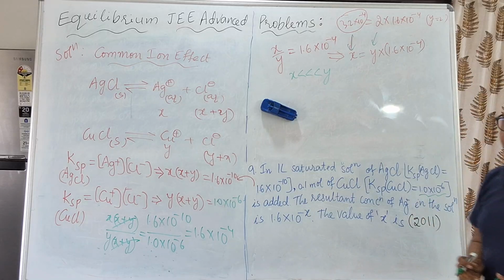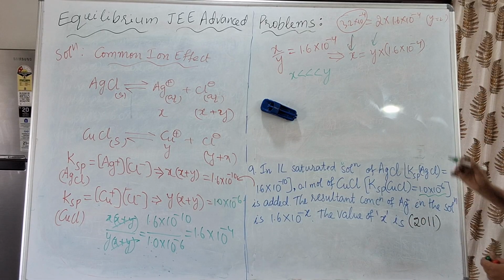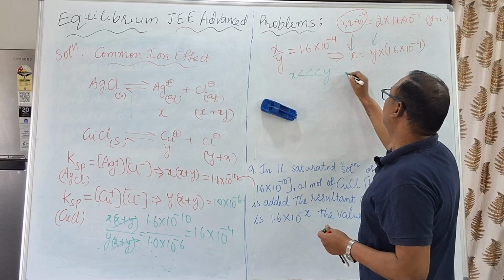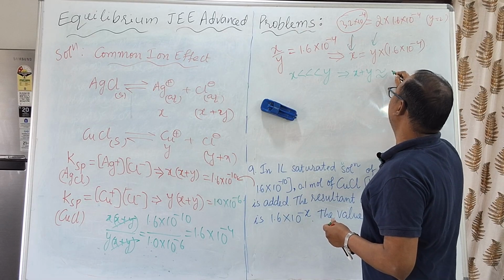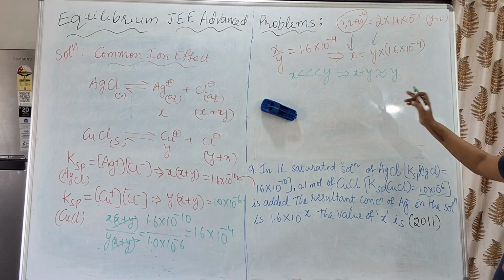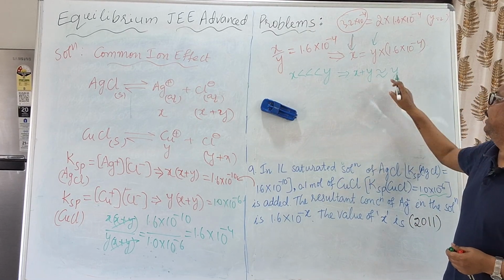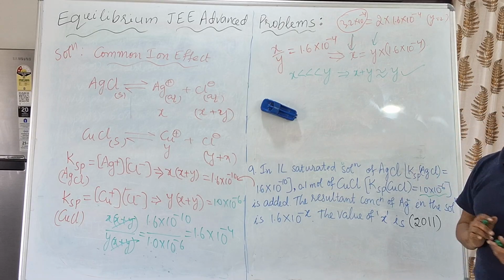X is very much small compared to y. Is that clear? Therefore, x plus y becomes what here? It implies x plus y is approximately equal to y. Is that clear? Because x is very much small, x can be neglected, it becomes y, and it is important here, you have to keep that in mind.